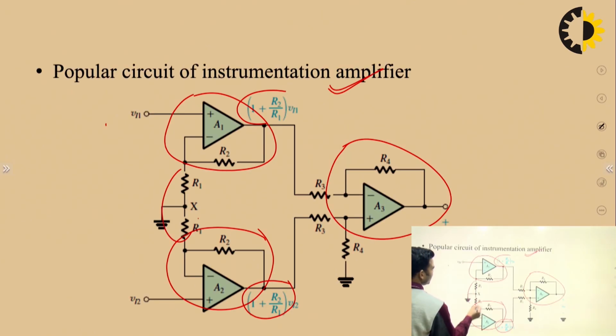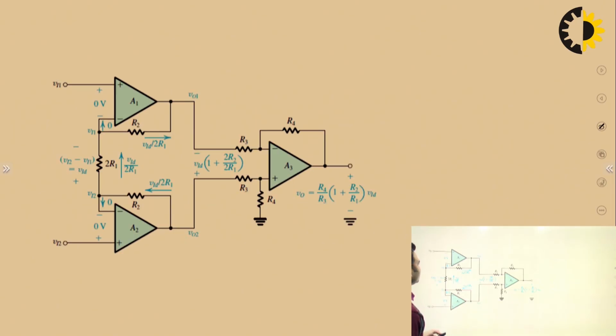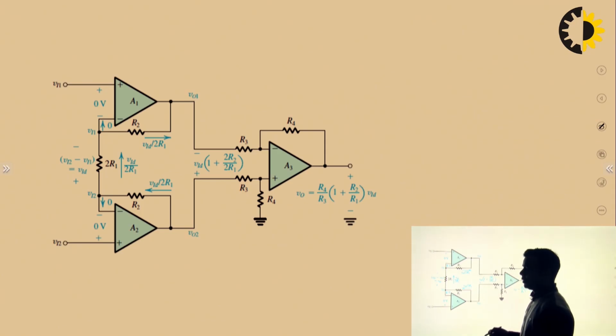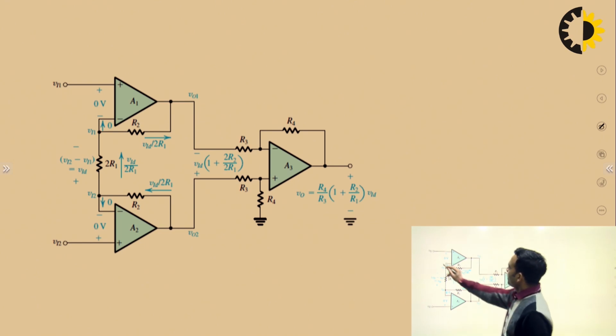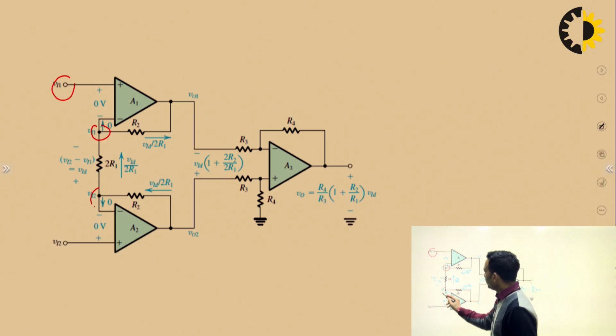These two resistors are in series. So, it will become 2R1, this is I1, I2 and remaining things are same. So, now let us analyze this circuit. See, so see what will happen. This is Vi1. By virtual short circuit concept, this voltage will also become Vi1, Vi2.